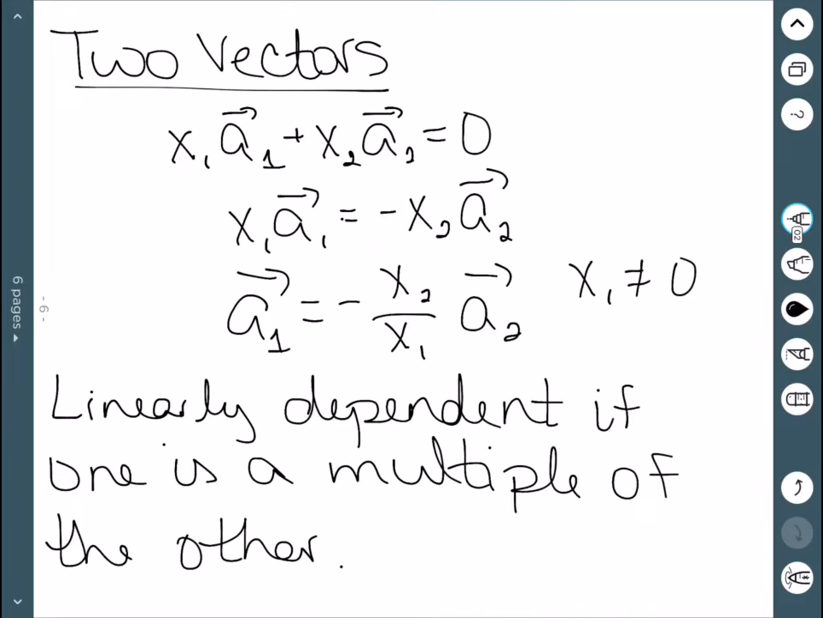Therefore, a set of two vectors will be linearly dependent if one is a multiple of the other. As long as they are not multiples of each other, it'll be independent. But if they are multiples, we will have linearly dependent.